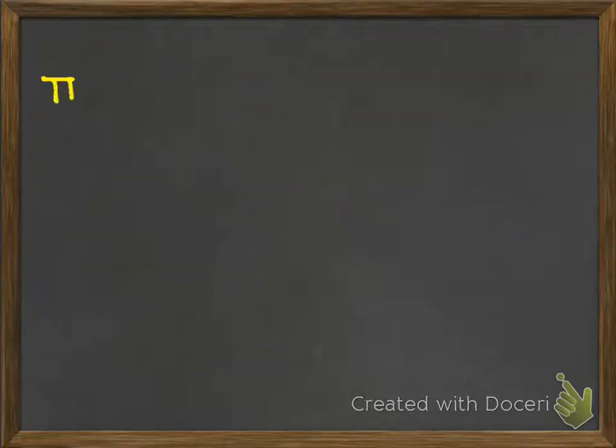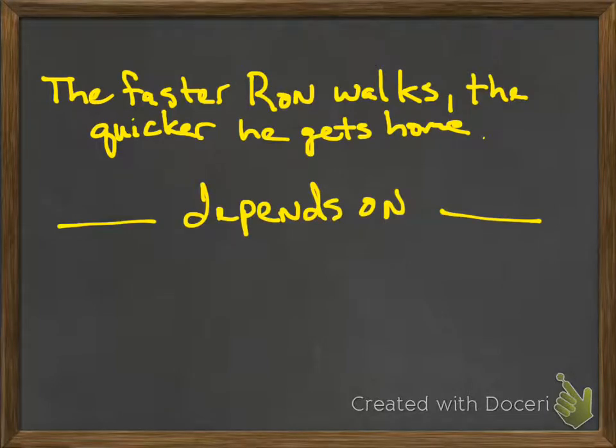Okay, let's look at another example. Here I've got, the faster Ron walks, the quicker he gets home. Before I translate this one, what do we mean by faster? When you're going fast, you're talking about speed. And what do we mean by quicker? Quicker would be time, because it's how much time it takes me to get home.